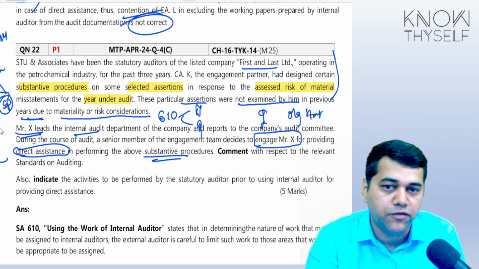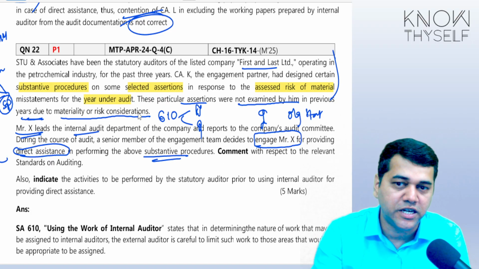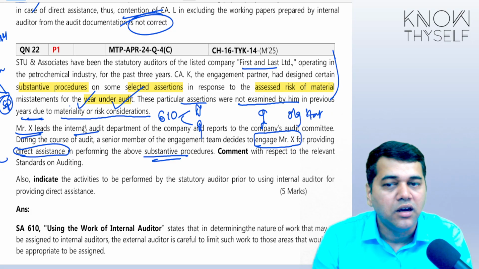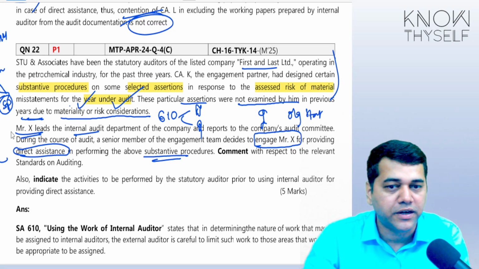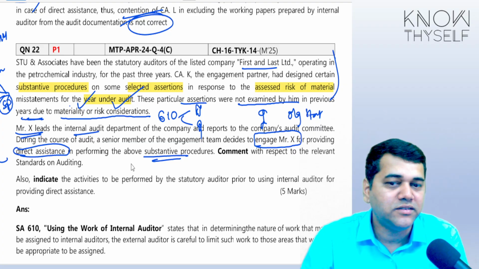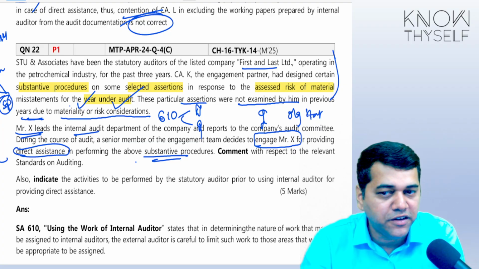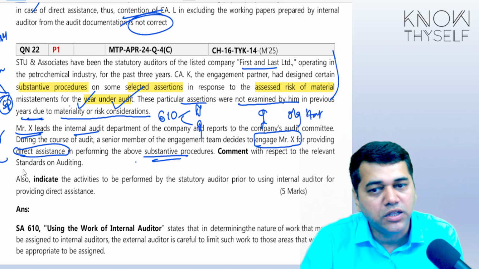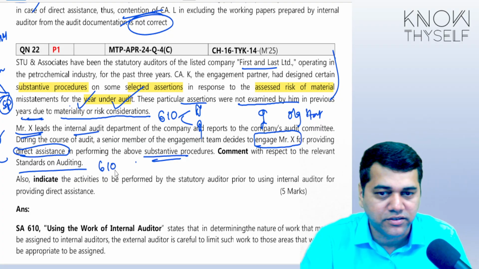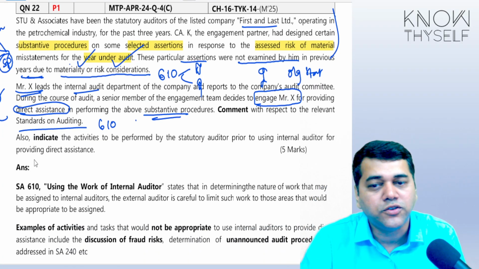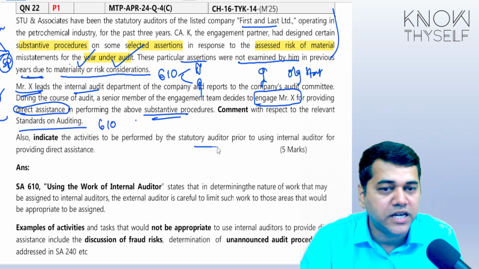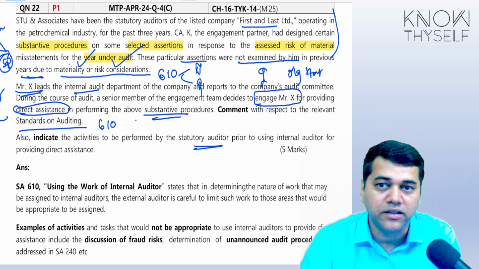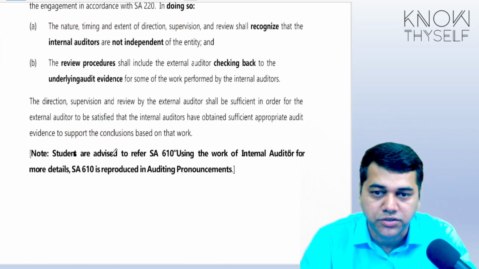in performing the above substantive procedures. See, first of all, you decided to do this substantive procedure, probably it must have been high risk or highly material, or test of controls may not be effective. That means this substantive procedure must be having significant judgments now, not limited judgments. Comment with respect to the relevant standards on audit, you say 610. Also indicate the activities to be performed by the statutory auditor prior to providing the direct assistance. Okay, so this is where we will go for the second portion here.